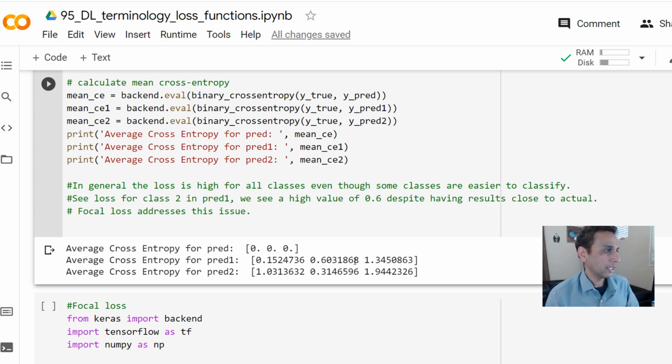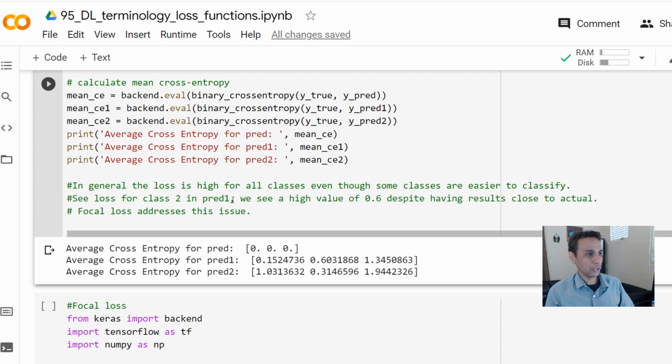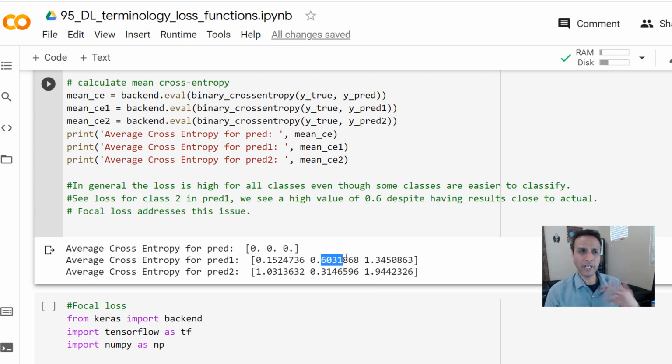Now, the loss is high for all of these classes, as you can see. And some of these classes are easier to classify. Again, I'm trying to build a case for our focal loss. So see the loss for class 2 in pred 1, right? If you look at pred 1, loss for class 2, 0.603, which is a very high value.